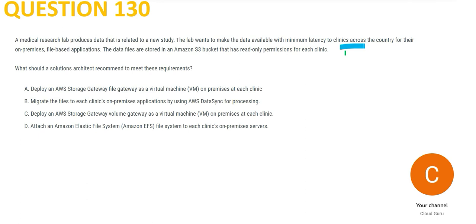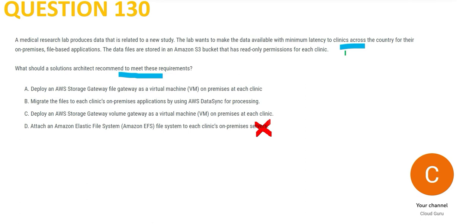Okay, for what? For on-premises file-based applications. The data files are stored in an S3 bucket that has read-only permissions for each clinic. Now, as a solution architect, you want to recommend a solution. So that means you have some storage, you have some files on premises, and you also have it on S3. So here, what we have to use is a hybrid solution. In this case, EFS will not be of any use, because you will have to use something which is using Storage Gateway.